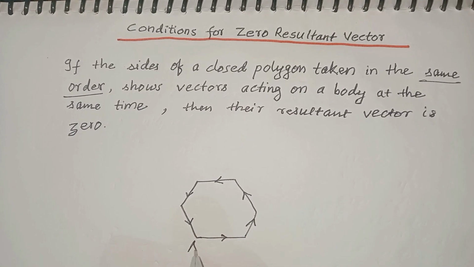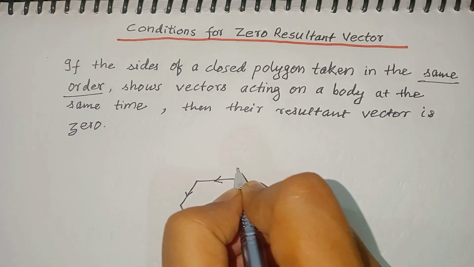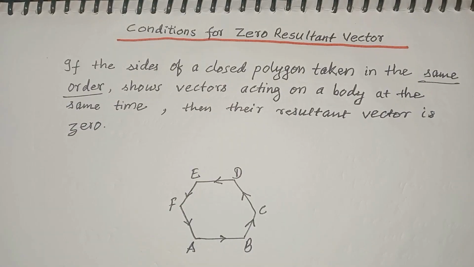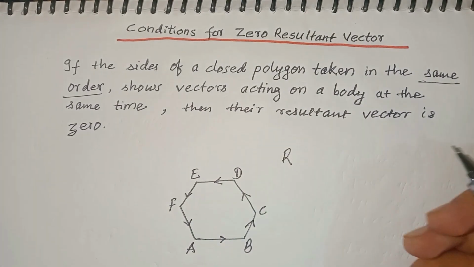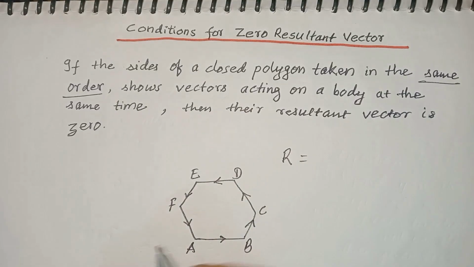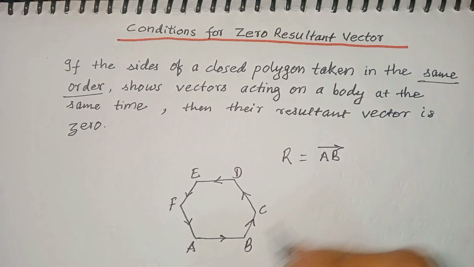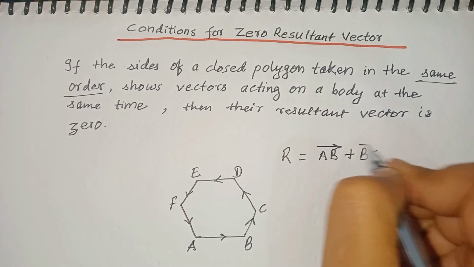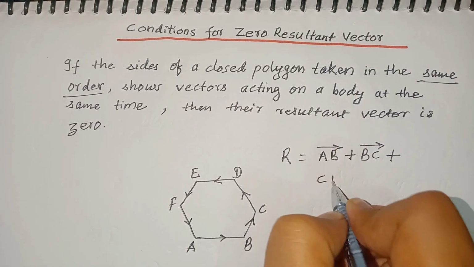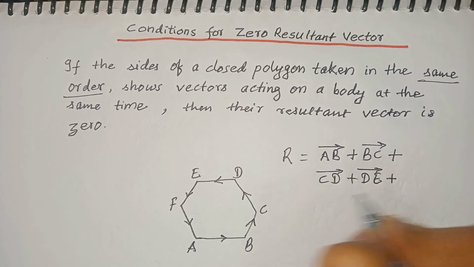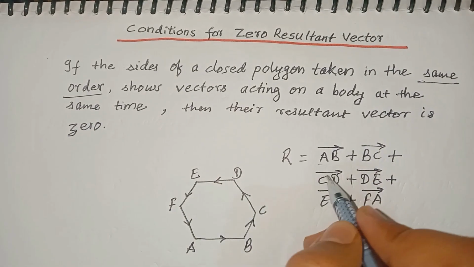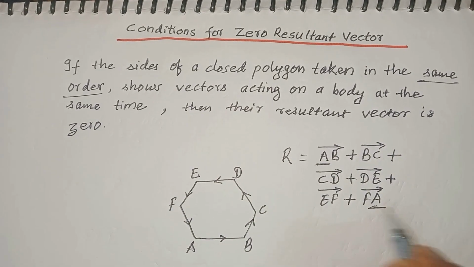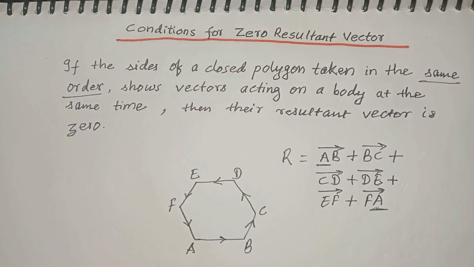Let it be points A, B, C, D, E, F. Then what are the vectors? Let us represent the resultant by vector R. Then this is vector AB, plus vector BC, plus vector CD, plus vector DE, plus vector EF, plus vector FA, okay. Starting from A and ending at A. This tells that the resultant will be 0.